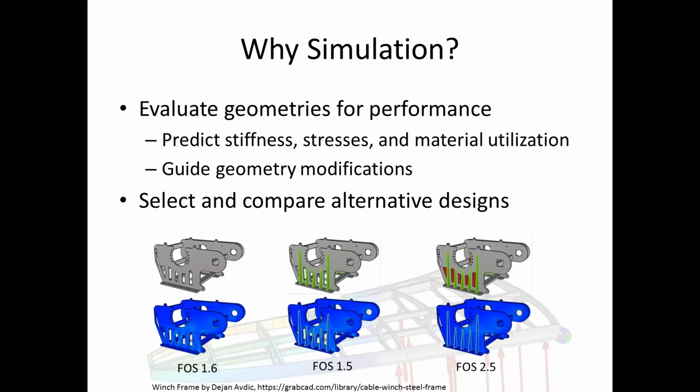Simulation also allows us to compare and select alternative designs. The example below in the picture shows an example that I pulled off of GrabCAD, where there's a variety of choices that we can make in this design, and depending on those design choices, we can get different factors of safety. We can determine this early in the design process without building a physical prototype, installing it on a ship. In this case, this is a winch frame, so we can identify these things early and get a good design without having to go back and do rework.